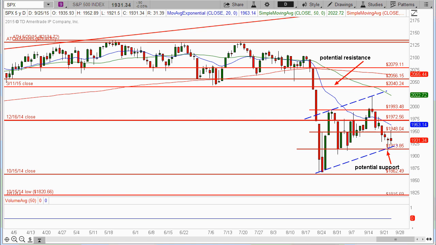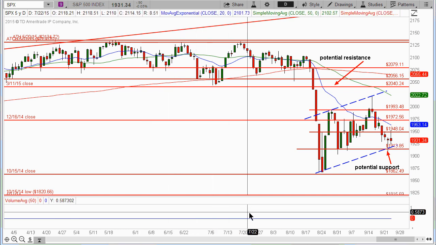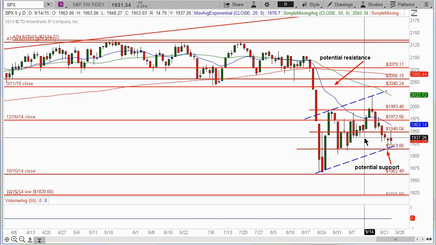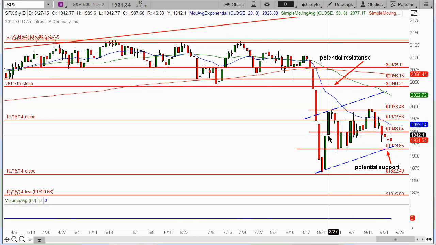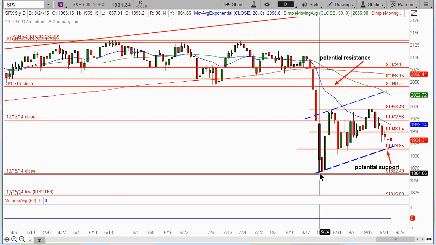Okay, today is September 27, 2015. Let's take a look at the S&P 500. This S&P 500, you can see that it came up after the October low here.